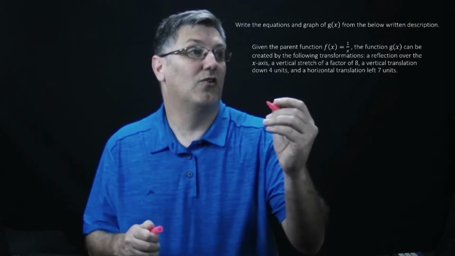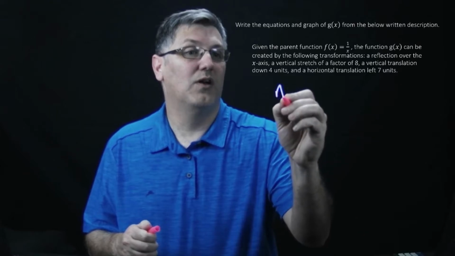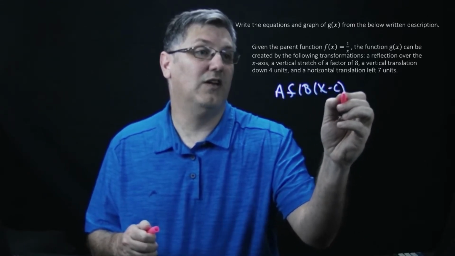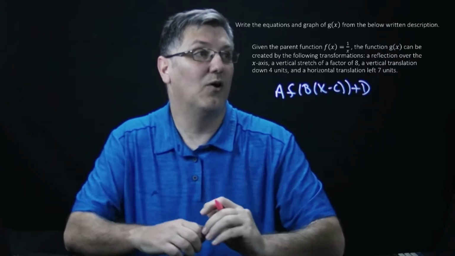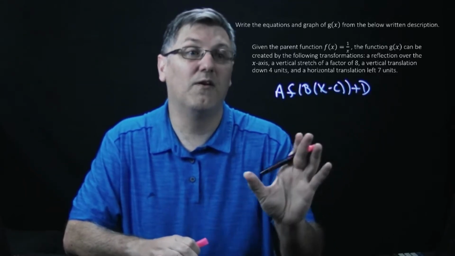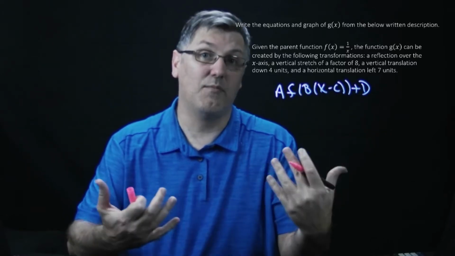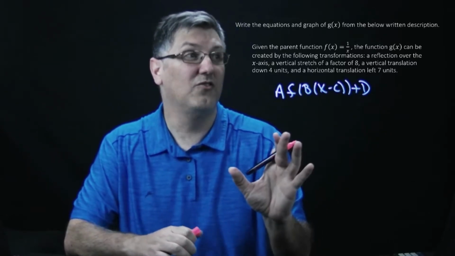Okay, so I know I need to have the form a f of b(x minus c) plus d. So there's my generic form. If I knew what a, b, c, and d were, all I do is plug numbers in, and I have my equation. So let's do this.